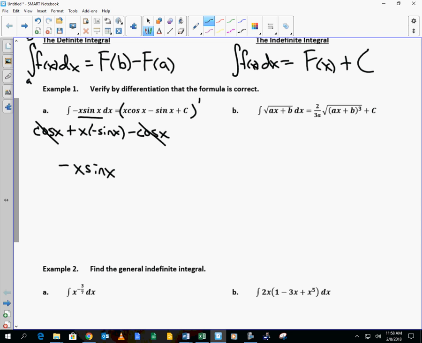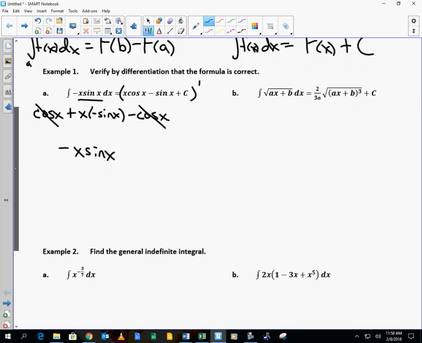Now, this is a difficult antiderivative to find. You don't know how to do the reverse product rule. You will eventually. We'll teach you that. But okay, this one right here. I'm going to take the derivative of this.